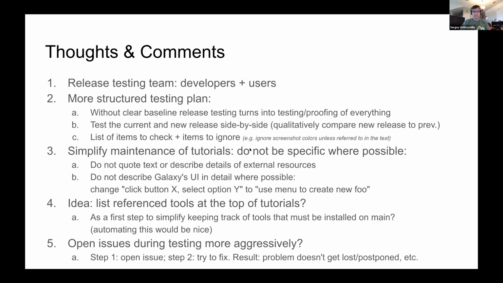The fourth idea is, we came across at least 2 examples of tools which were accidentally dropped from main. Maybe it would be a good idea to somehow highlight or list the tools used in each tutorial at the top of the tutorial. This could be a first step towards automating this whole process, making sure that these tools never get dropped from main by accident, or at the very least, reviewing each tutorial during release testing would be simpler if all the reference tools were listed in one place, preferably at the top.